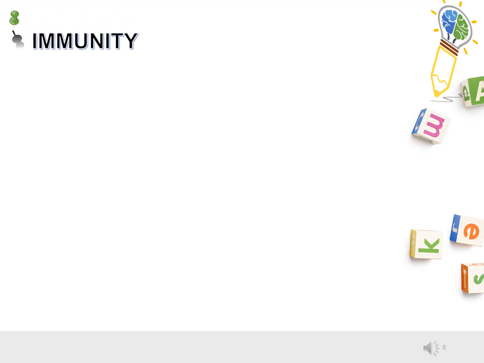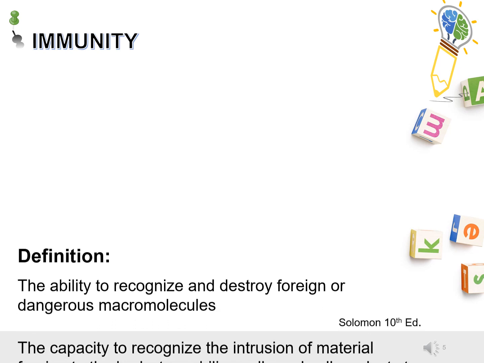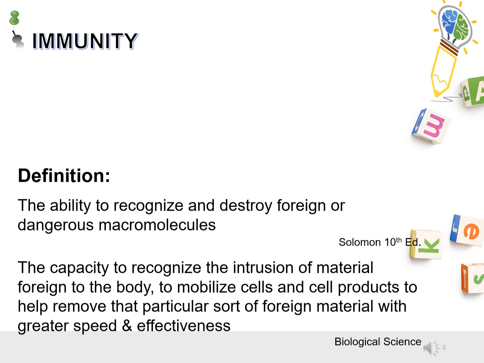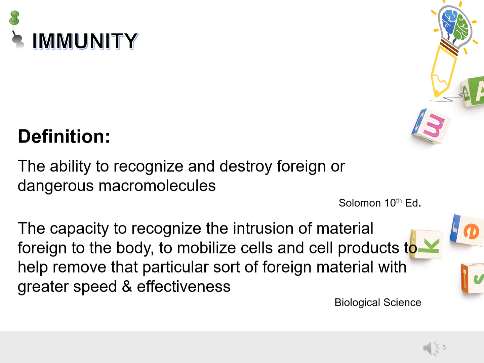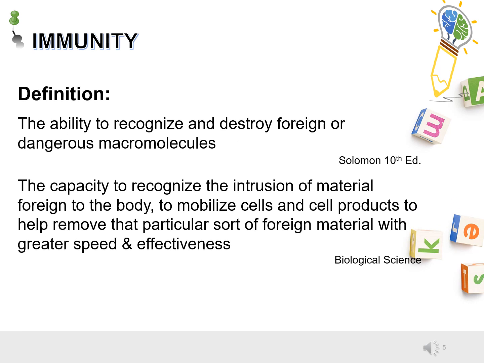What is definitions of immunity? Based on Solomon 10 edition, immunity is the ability to recognize and destroy foreign or dangerous macromolecules. But based on biological science, immunity is the capacity to recognize the intrusions of material foreign to the body, to mobilize cell and cell product to help remove that particular sort of foreign material with greater speed and effectiveness.